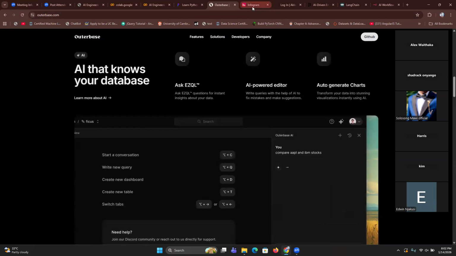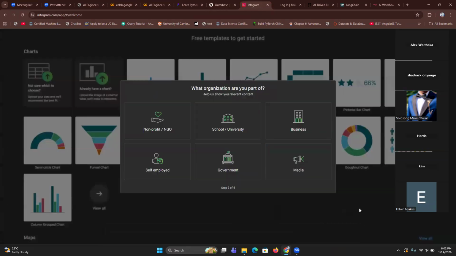Another good example is Infogram, very, very popular. This is an AI application that is meant to draw visualization. It can take your data and draw visualizations for you. A good example of a popular product for the same is tools like Power BI. If you have ever interacted with tools like Power BI, now we have AI products that are simulating Power BI, where we can draw very interactive dashboards. A good example of that one is Infogram.